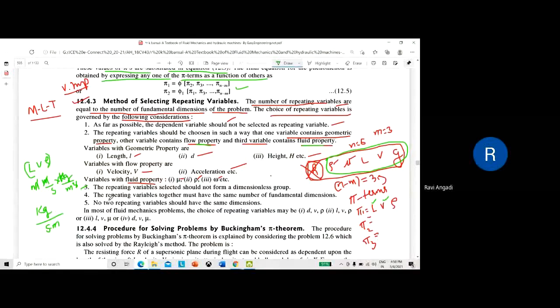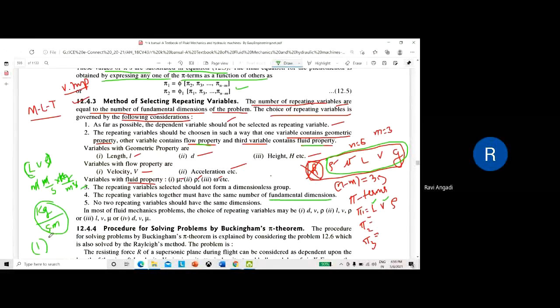So is it non-dimensional or dimensional? Dimensional. What is the meaning of this one? The repeating variable selected should not form a dimensionless group. Means when you take them all together, it should not form a non-dimensional group. Means you should not get one. It should be dimensional. Understood?